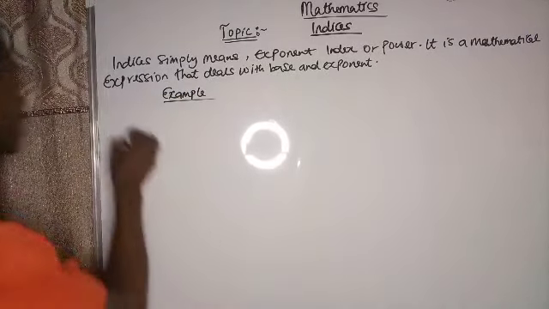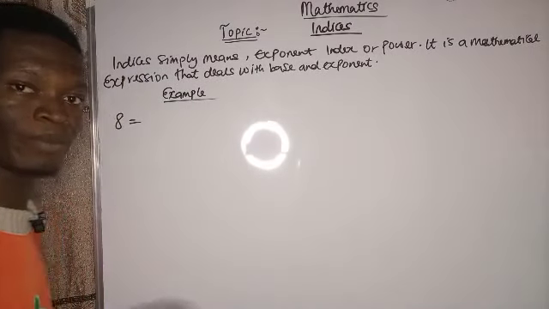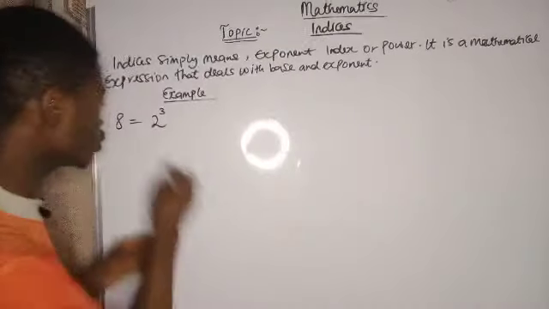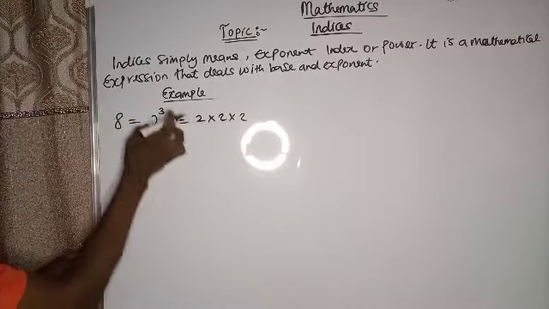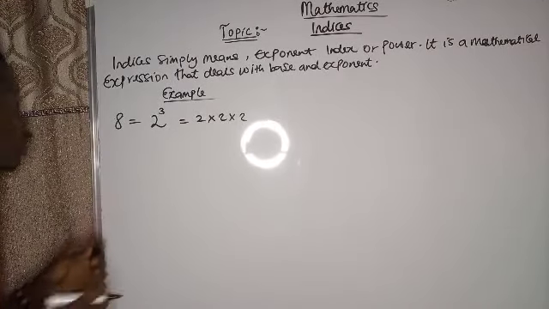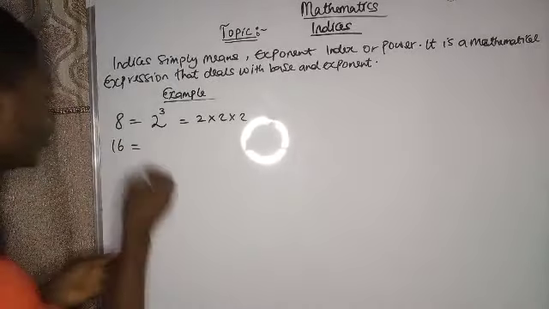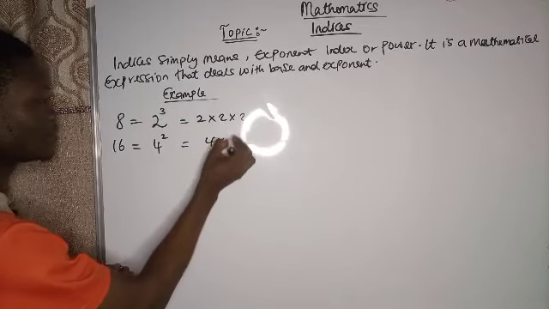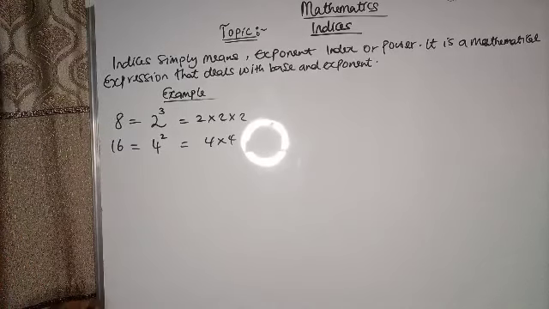Now, example. If I have something like 8, if I want to express this in index form, it will be 2 to the power of 3. Because 2 to the power of 3 is 2 times 2 times 2, which will give us 8. You see it now? So if I have something like 16, if I want to express it in index form, it will be 4 power 2, which will give me 4 times 4, which will give me 16. Are you seeing it now?